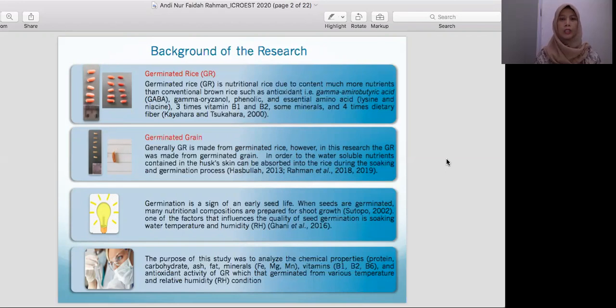In order that the water-soluble nutrients contained in the husk can be absorbed into the rice during the soaking and germination process. Germination is a sign of early seed life. When seeds are germinated, many nutritional compositions are prepared for shoot growth. One of the factors that influences the quality of seed germination is soaking water temperature and humidity. The purpose of this study was to analyze the chemical properties such as protein, carbohydrate, ash, fat, minerals, vitamins, and antioxidant activity of germinated rice that was germinated from various temperature and relative humidity conditions.